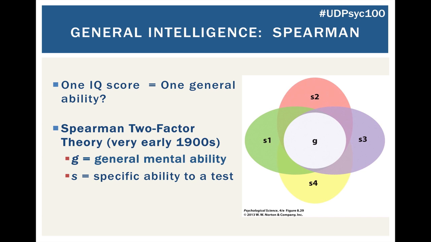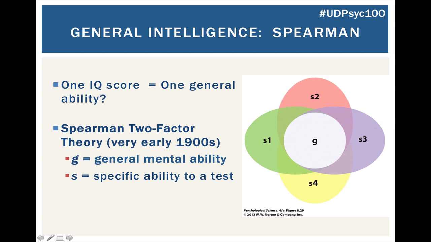the Spearman two-factor theory. In the very early 1900s, it was a theory that proposed that we have something called G, the general mental ability. And that G represents what all different kinds of mental ability tests, or what all different kinds of intelligence tests have in common. And that even though there may be many different kinds of specific tests, as indicated here by S1, S2, S3, and S4, these represent the specific ability to do a specific test.